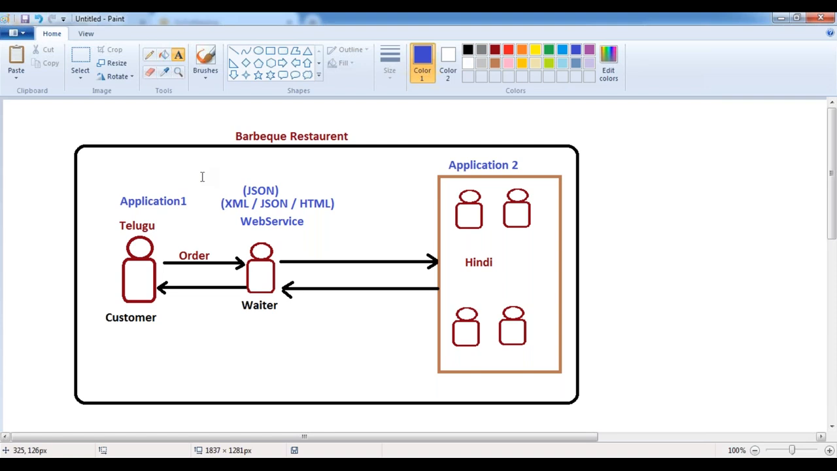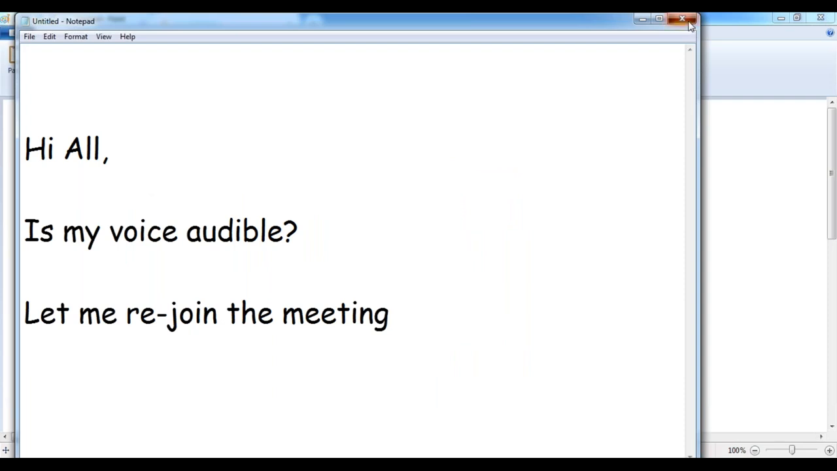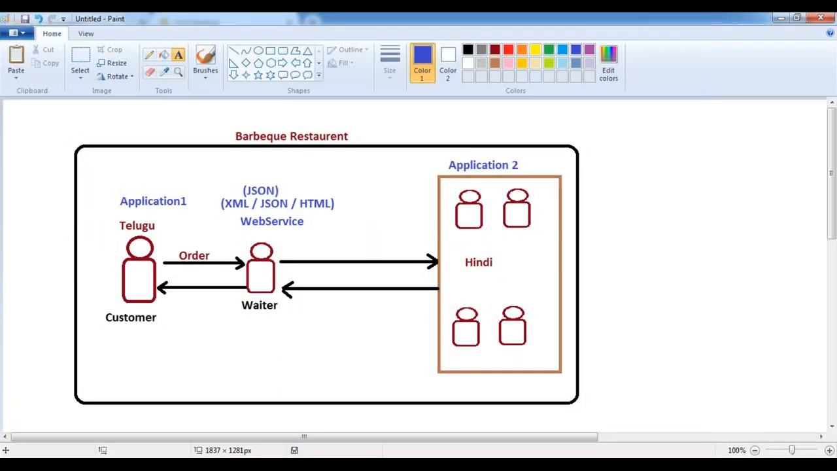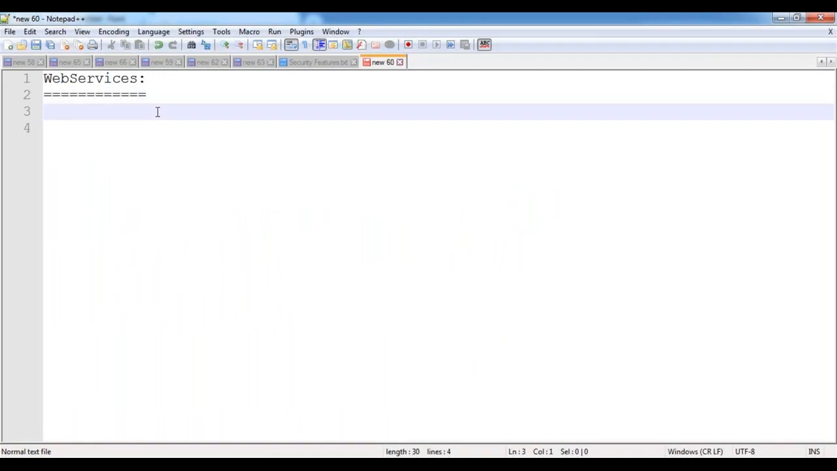Now, for that reason, we are going to be implementing the web services. Web services are going to provide the communication between two disparate systems, whatever two different applications are available. Between these two different applications, we are using the help of the web services.